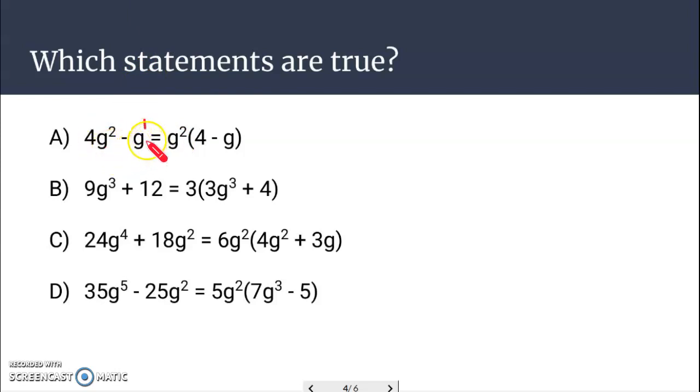Between 4g squared and g to the 1, the GCF would have been just g. Notice this 2 here, and that makes it wrong. So this is not factored correctly, as we say.